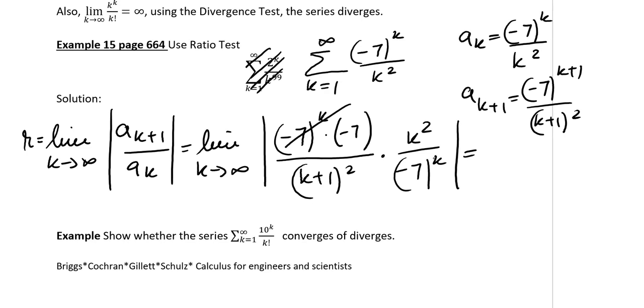So this cancels with this one, and we end up with negative 7 k squared and k plus 1 to the second. So the degree of the numerator is the same with the degree of the denominator, so the answer will be absolute value of negative 7, which is 7. This is greater than 1, so the series diverges.